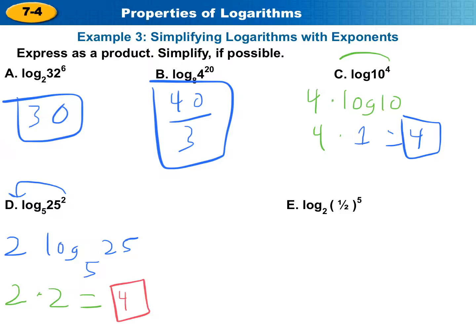Last one here, take the 5 and move it out front. 2 raised to what power is 1/2? This tells us we're dividing 2 one time, so that means it's going to be -1. And 5 times -1 is -5.